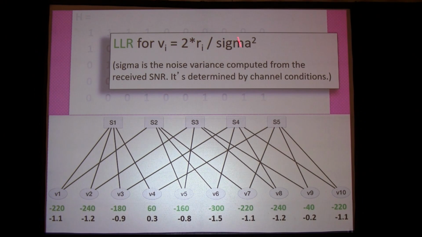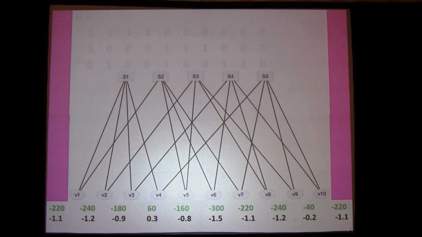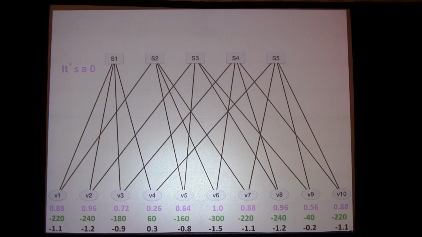2 times our received value, over sigma squared, where sigma squared is the noise variance computed from the received SNR, determined by the channel. Because of additive white Gaussian noise, we get to know this; we don't have to go figure that out. So here are our results. That's what we get. And then, even though you normally stay in the log domain and add instead of multiply, are we going to use our matrix anymore? No, we really don't have to. We're going to sneak up on it and replace it with our bipartite graph. So what I did is I just replaced it with probabilities.